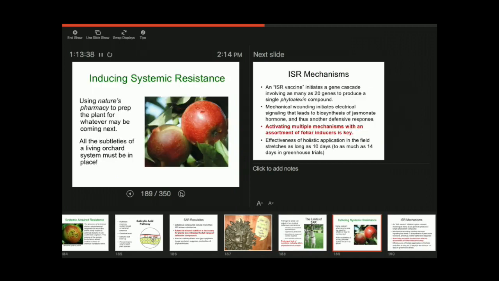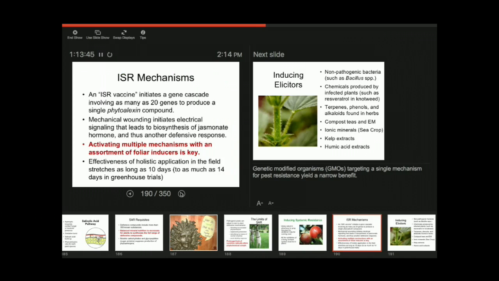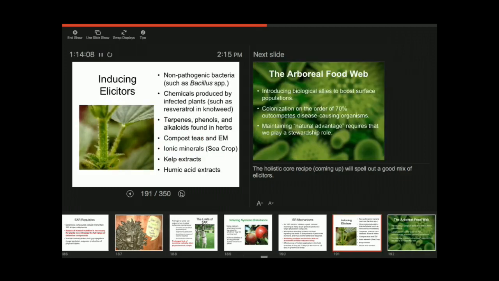So the other leg of plant immune function is inducing systemic resistance. And here, the takeaway is that, remember, you're going to be able to see these slides. I'm going fast. The takeaway is that multiple mechanisms work better than a singular mechanism. And the business about effectiveness lasting on the order of 10 days is going to tie into the frequency of when we might make such applications. So now I'm talking about the inducing elicitors.